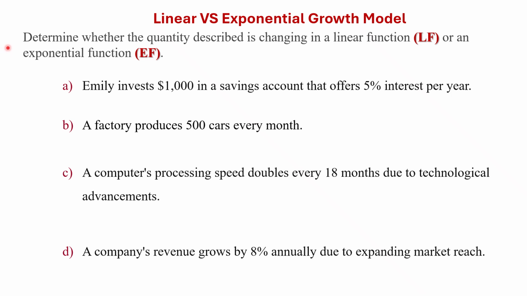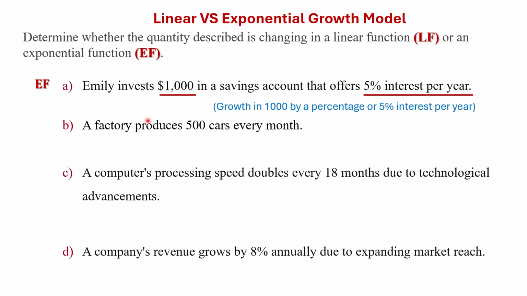For example, determine whether the quantity described is changing as a linear function or an exponential function. For the first part, Emily invests $1,000 in a savings account that offers 5% interest per year. So here, this is an exponential function because there is growth in the $1,000 by a percentage, 5% interest per year. For the second part, a factory produces 500 cars every month, and this is a linear function because there is an increase by a fixed amount of 500 cars per month.